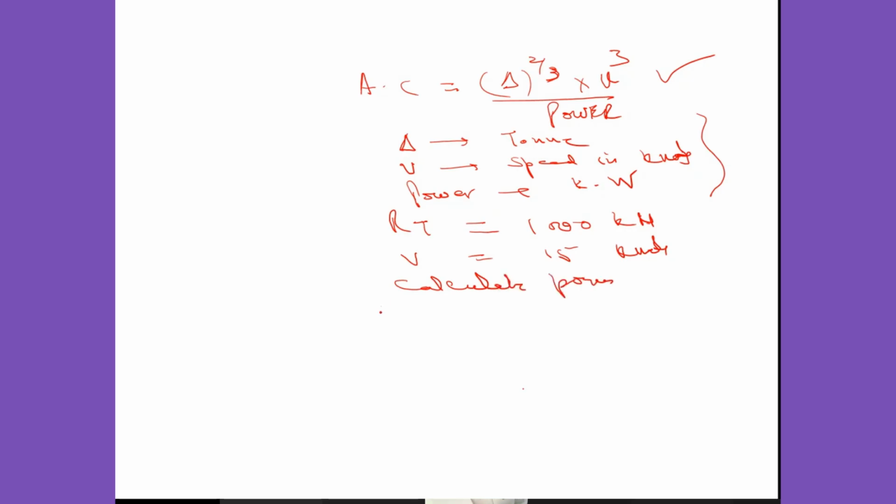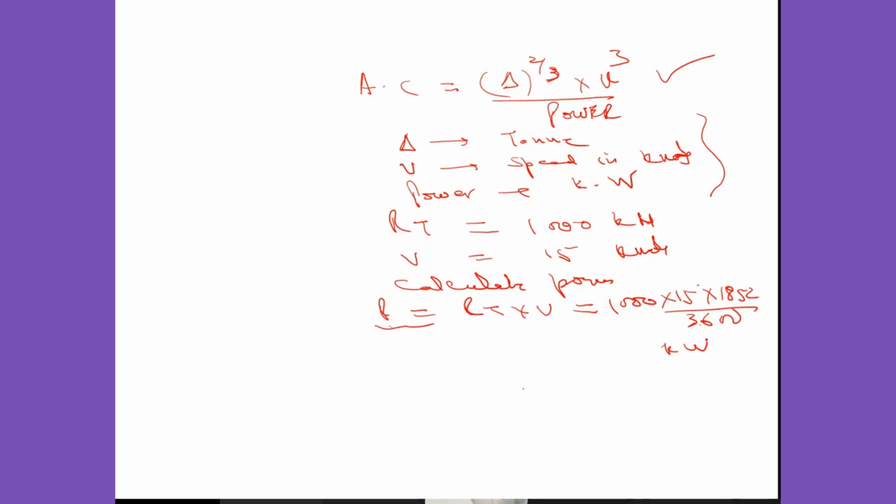Okay? Power will be equal to RT into V. This will be then equal to RT, which is 1000, into V. Here I have to put V in meters per second. So 15 into 1852 divided by 3600. 1 nautical mile is 1852 meters and a knot is nautical miles per hour, so per second I have to convert by dividing by 3600. So this is the conversion. Here I will be converting these knots into meters per second, because I am calculating power in kilowatt.